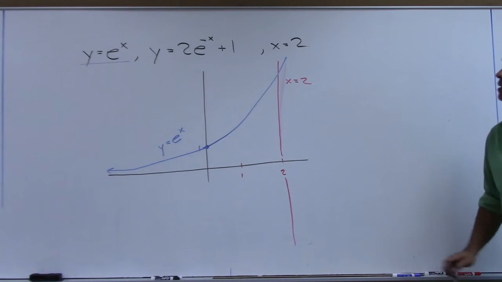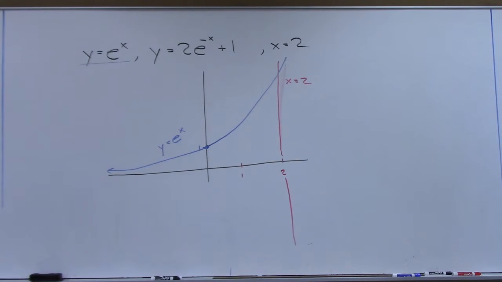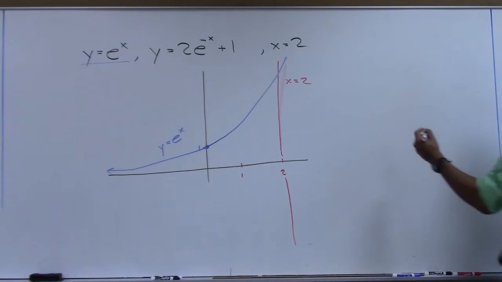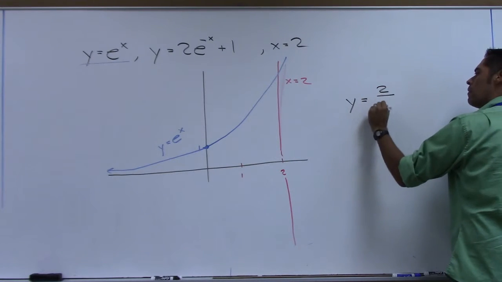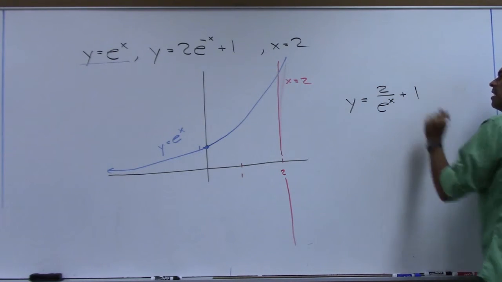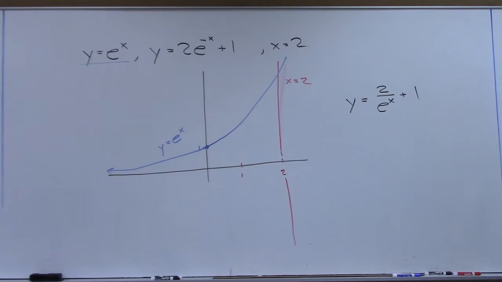And finally, 2e to the negative x plus 1. How about that one? 2 over e to the x plus 1. Is that not the same thing? It's the same thing.